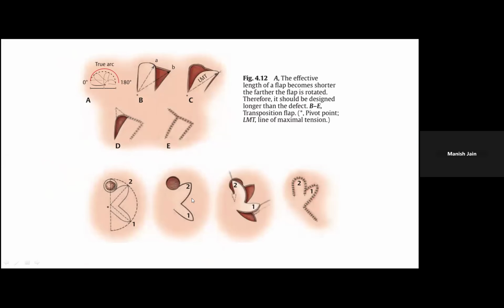This is a bilobed flap, most commonly used for defects over the nose, in which we use two flaps. One flap is used to cover the defect, and the second flap is used to cover the defect formed by the primary flap. So this is a very commonly used flap over nasal defects.